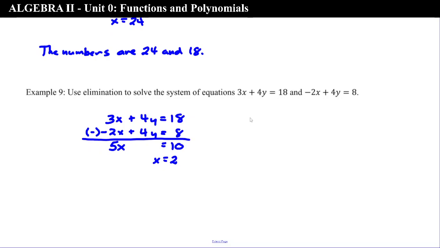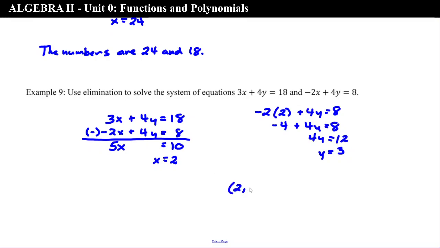Now we're going to substitute 2 into one of our 2 equations. Let's just use the second one. So we're going to substitute that in for x. Negative 2 times 2 is negative 4. If we add 4 to each side, that'll get rid of the negative 4 on the left-hand side. And 4, when divided on each side, gives us y equals 3. So this one was just a generic problem asking us to solve the system. So we will write our final answer as the ordered pair 2, 3.